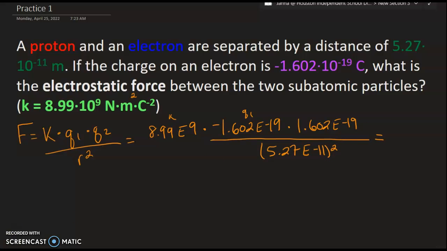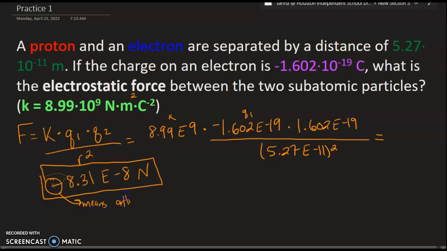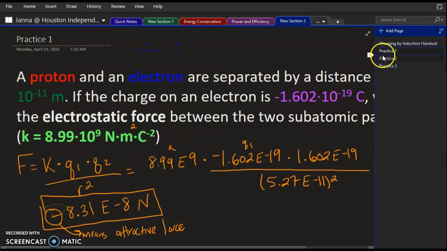When you do this calculation, you get a force of negative 8.31 times 10 to the minus 8 newtons, because that's the unit for force. That's the electrostatic force between the two. So what does the negative mean? This negative sign means attraction, means that this is an attractive force. Easy. Okay, next question, practice 2.